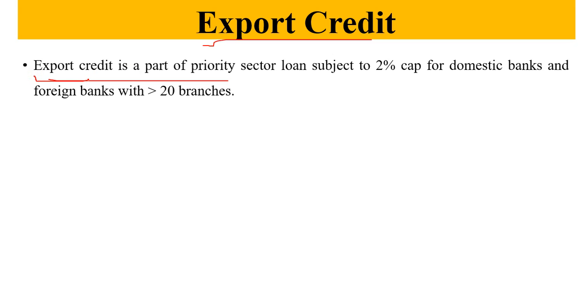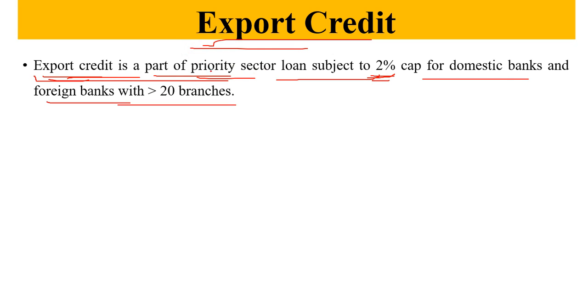So companies can go to the banks and ask for a loan for exporting goods from one country to another country. So export credit is a part of priority sector. Loan subject to 2%. Okay, 2% of loan is given to export credit for domestic as well as foreign banks with 20 branches. So export credit also comes under priority sector lending, and 2% of loan is given to this sector. Clear?